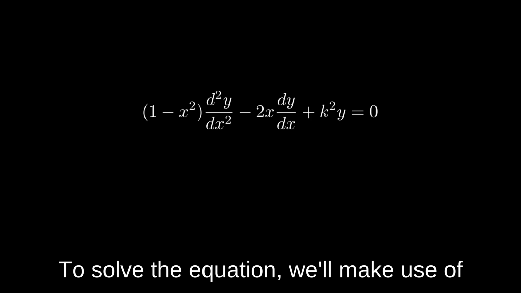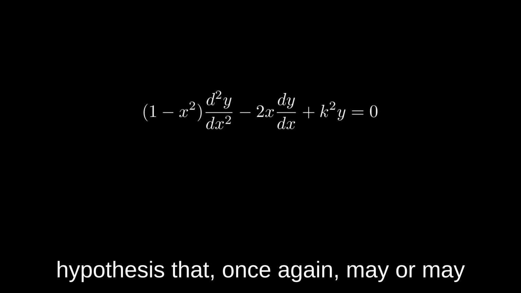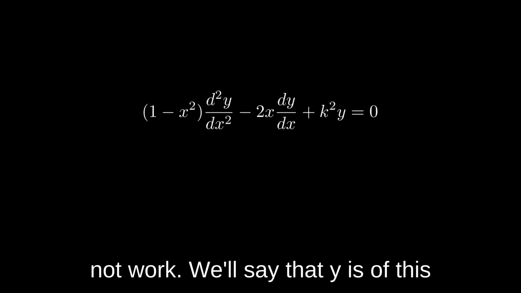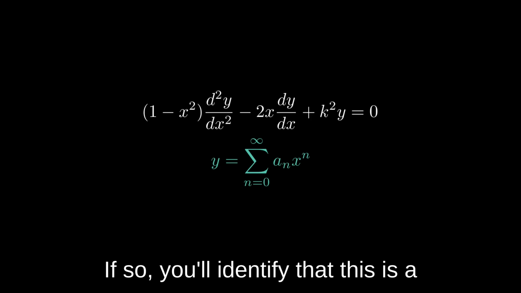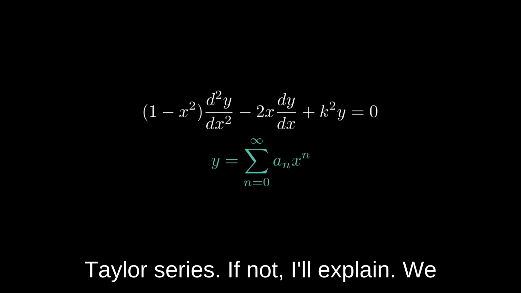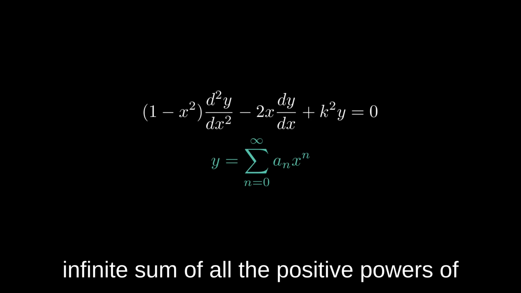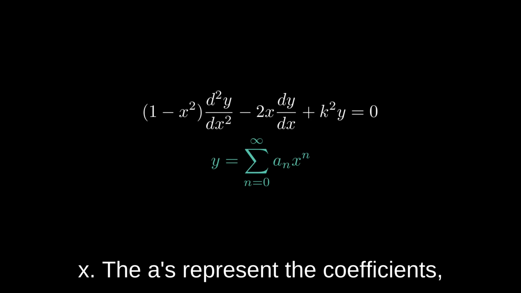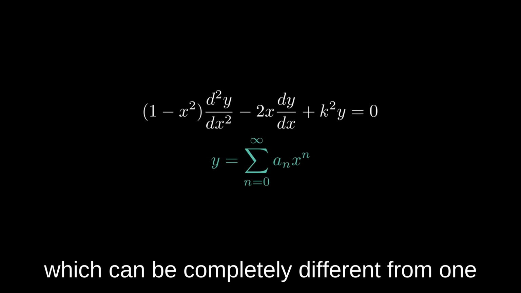To solve the equation, we'll make use of Frobenius' method. First, we'll set up a hypothesis that, once again, may or may not work. We'll say that y is of this form. You may have studied this already. If so, you'll identify that this is a Taylor series. If not, I'll explain. We are saying that y can be expressed as an infinite sum of all the positive powers of x. The a's represent the coefficients, which can be completely different from one another.